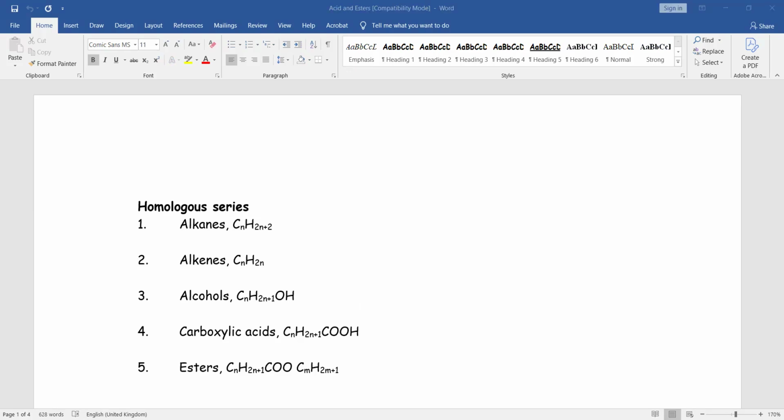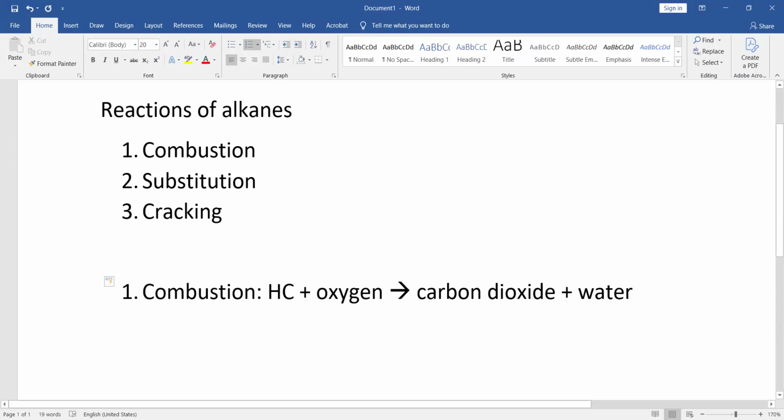All right. So alkanes can do three things: combustion, substitution, cracking. Any hydrocarbon you burn with oxygen, you get carbon dioxide and water. Okay, get it?